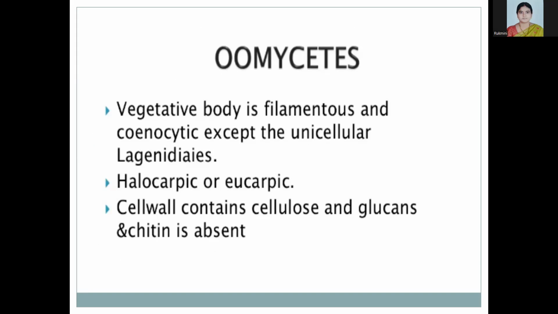Next, eucarpic fungi you will also see in the oomycetes. Eucarpic means some portion of the vegetative body modifies into a reproductive structure, and the remaining portion functions as a vegetative structure. Those members are called eucarpic fungi. So in the oomycetes you will see holocarpic and eucarpic members. The cell wall contains cellulose and glucans. Chitin is absent.